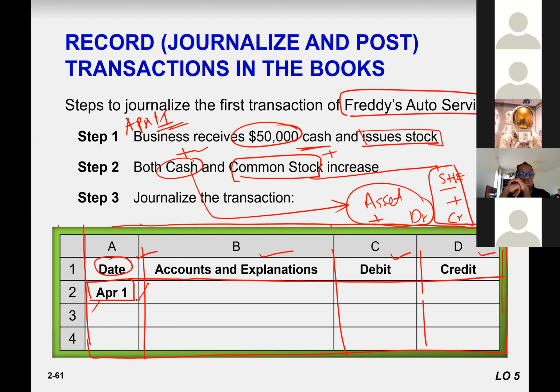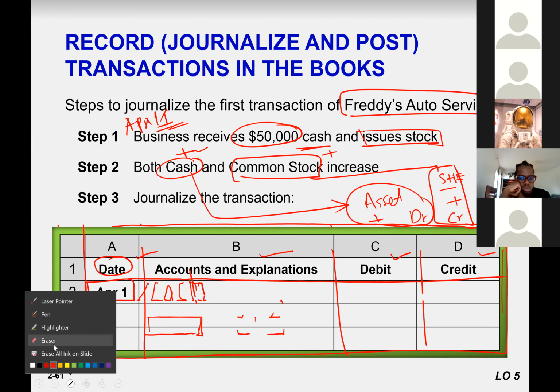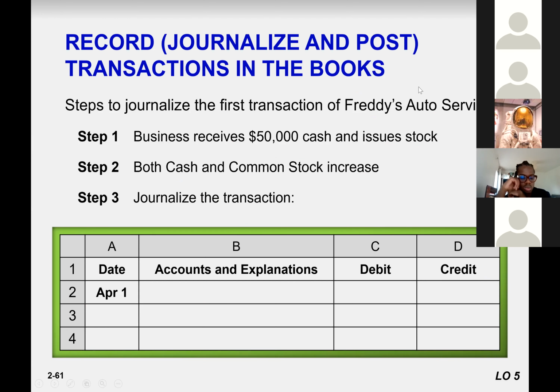So on the debit side, you write cash. Sorry about my writing here. Cash, and then you make a space here, right? And then you write common stock. Let me give you a very nice writing here. Ignore my bad writing, please. So you start from cash, 50,000, it's debited, so you write it in the debit column, right?